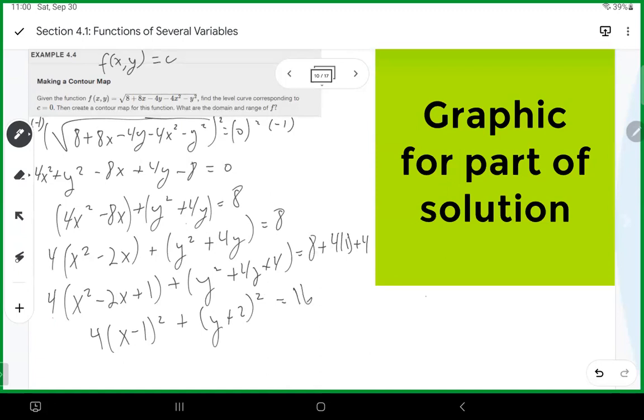So the next thing we want to do is divide everything by 16. So divide by 16, divide by 16, divide by 16. That will give us x minus 1 quantity squared over 4 plus y plus 2 quantity squared over 16 equal to 1.